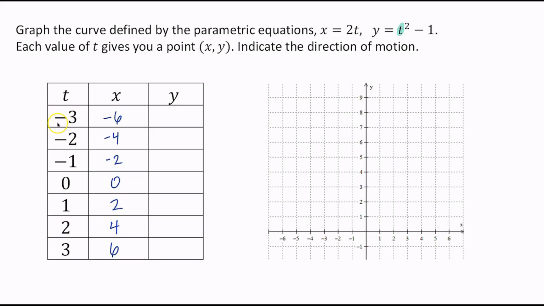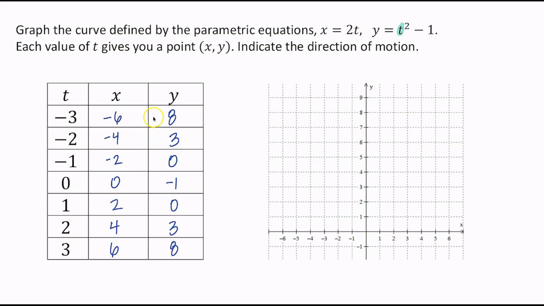So negative 3 squared is 9, and 9 minus 1 is 8. Negative 2 squared is 4. 4 minus 1 is 3. Negative 1 squared is 1. 1 minus 1 is 0. 0 squared is 0. 0 minus 1 is negative 1. And then 1 squared is 1. 1 minus 1 is 0. 2 squared is 4. 4 minus 1 is 3. And then 3 squared is 9. 9 minus 1 is 8.